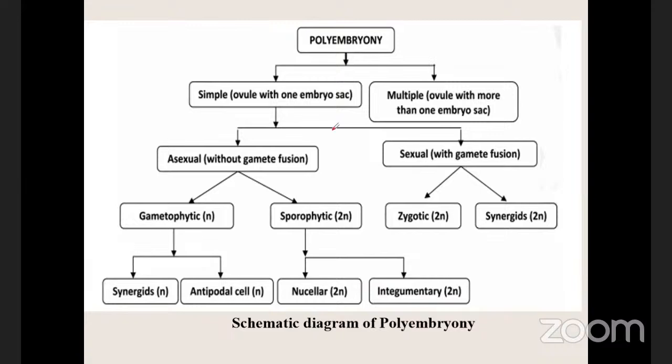You can see here the polyembryony may take place in a simple ovule with an embryo sac or multiple ovules with more embryo sacs. The ovule with one embryo sac may be of two types, asexual, without gamete fusion, gametophytic and sporophytic. Whether it is forming from the gametophytic cells, that means synergids surrounding the egg cell, or antipodal cells in the embryo sac. Sporophytic cell.